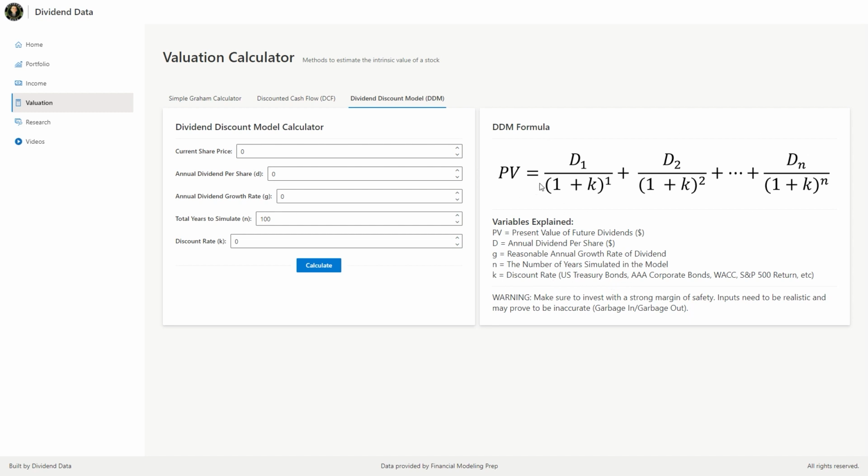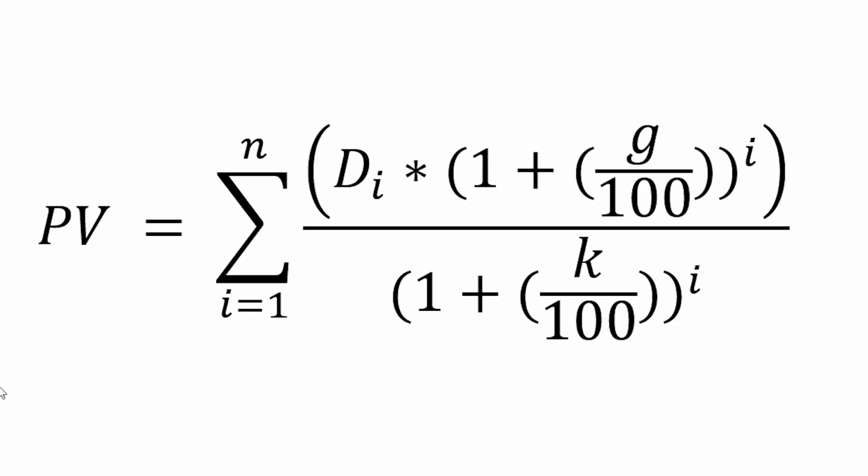Alright, so now that you understand the logic behind the dividend discount method, let's get back to the calculator. To perform the calculation, I used the summation shown here. This is logically equivalent to the other formula, but allows for the inputs of growth rate and actual summation calculation. The exponential is needed for the growth rate and discount rate calculation because they both compound over time.